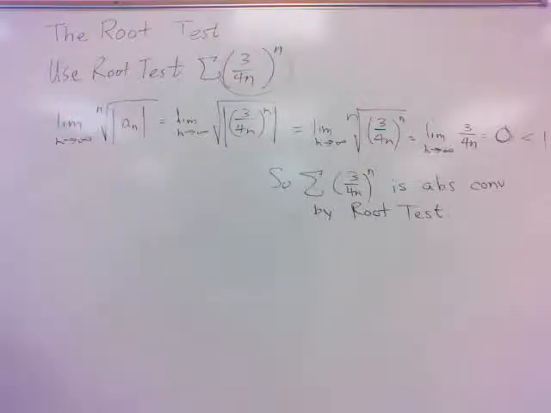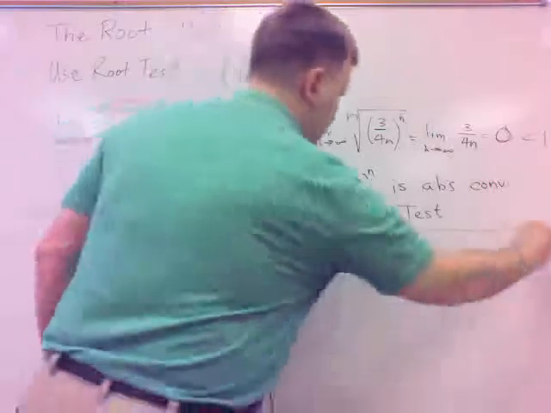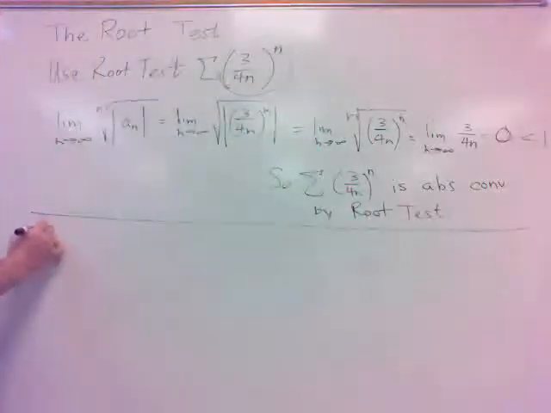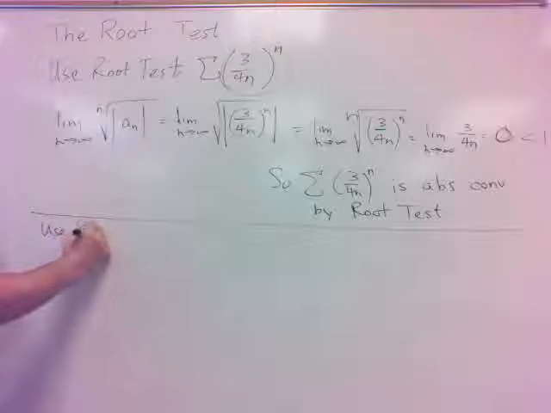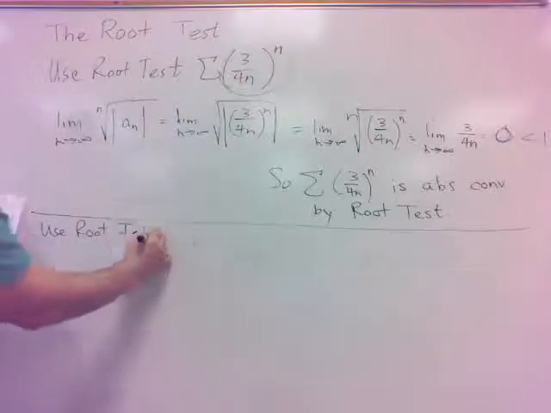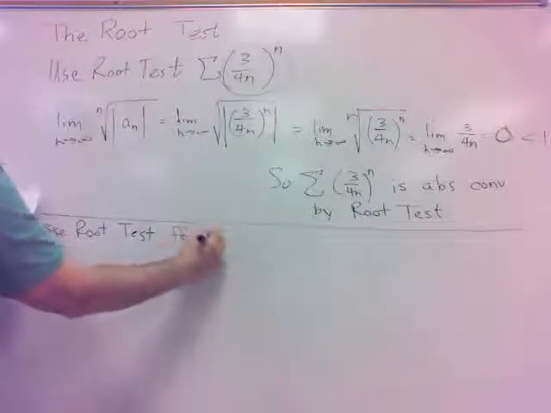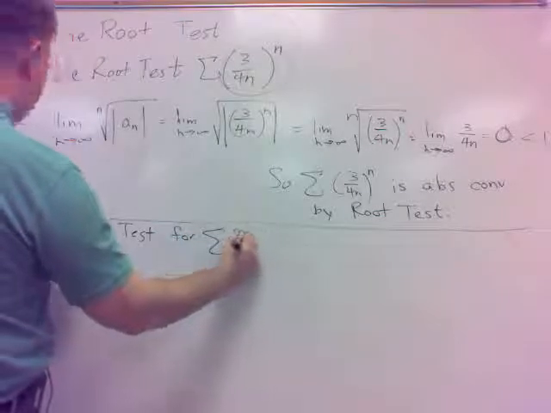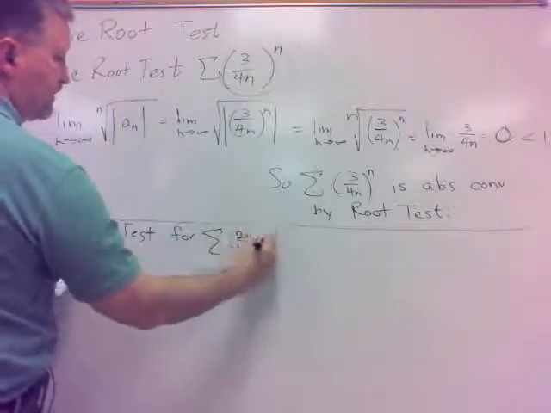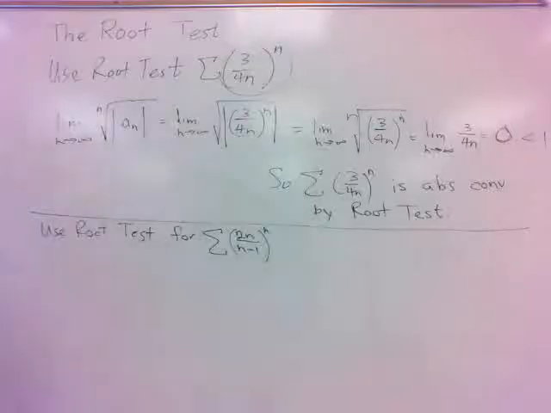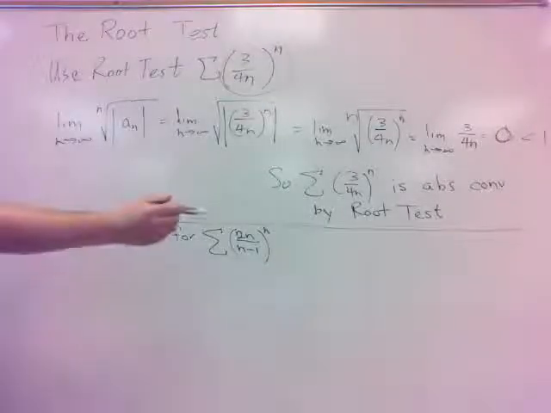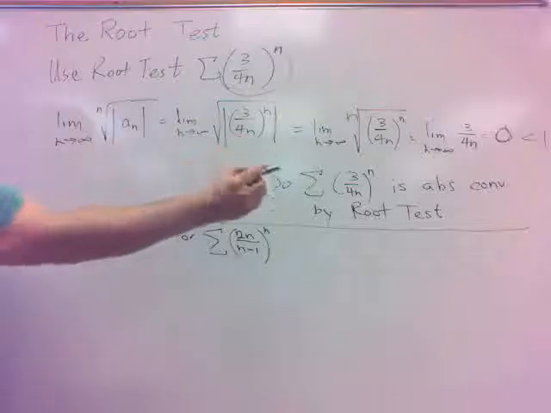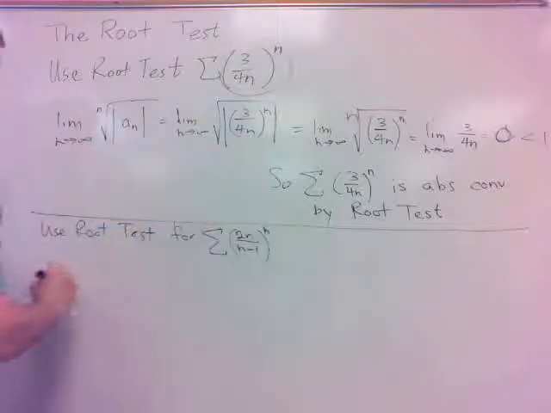Here is another. Let's use the root test again. This one's going to be the sum of (2n over n minus 1) to the nth power. So again, there's our nth power, and the root test basically just takes care of all that.